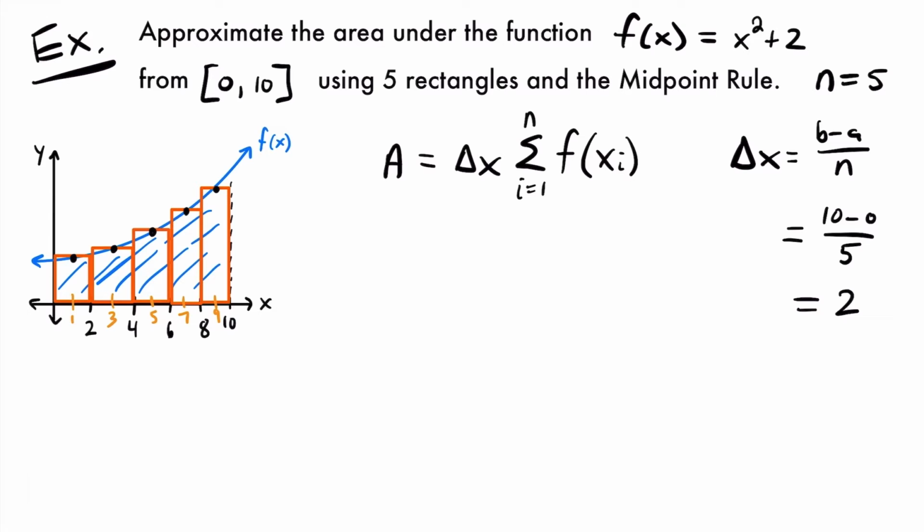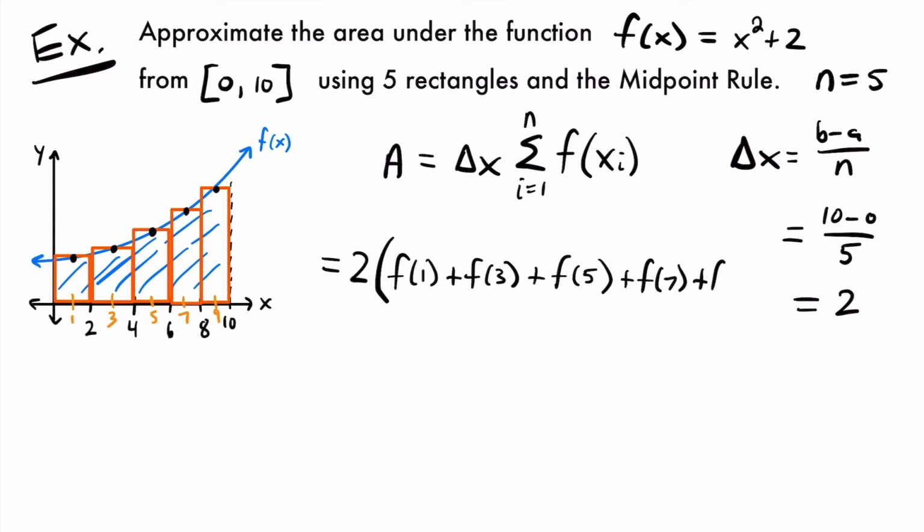And so our area is going to be equal to delta x, which we said was 2. And so we're going to have 2 times the sum of those values of x sub i plugged into our function. So we'll have f of 1 plus f of 3 plus f of 5 plus f of 7 plus f of 9. And that is what we're going to use to approximate the area underneath this function from 0 to 10. And so this will be equal to 2 times 1 plugged into our function.